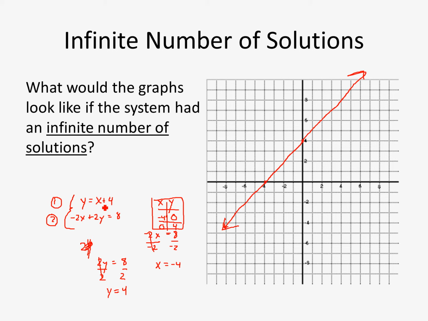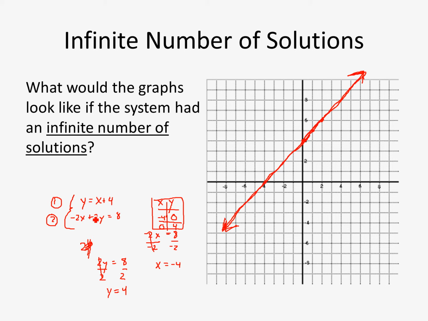If I graph this equation, it's already in y equals mx plus b form, so it's ready to go. Our y-intercept is going to be 4, and our slope is 1, so we're going to rise 1, run 1, rise 1, run 1. So in fact, it looks like it is the same line. So really, when I gave you this system of two equations, it wasn't two equations, it was one equation. And I just listed it twice. So these two equations, although they look different, are actually the same.